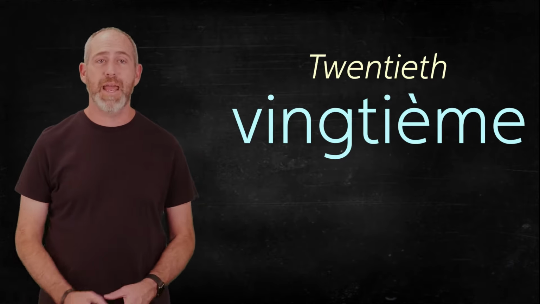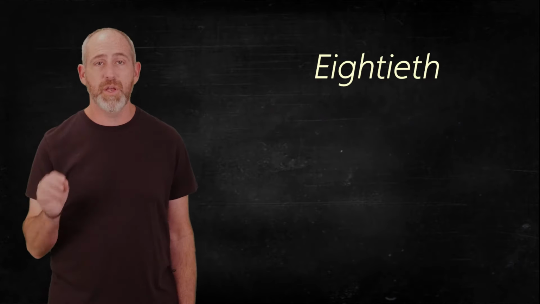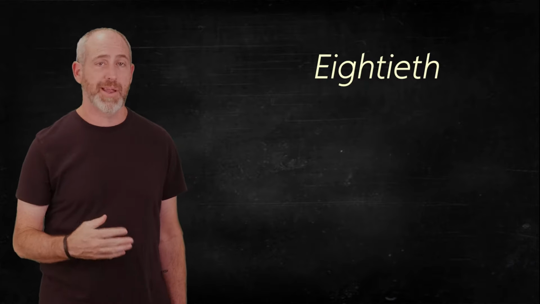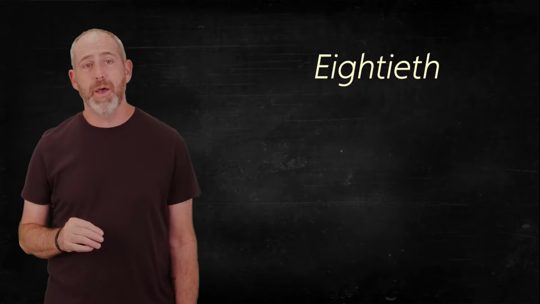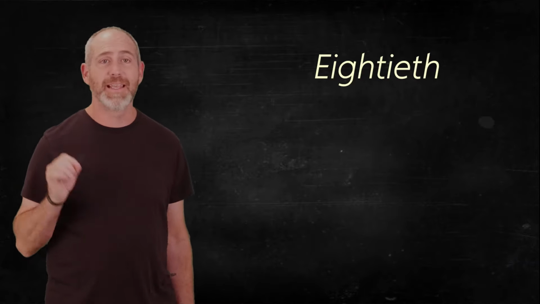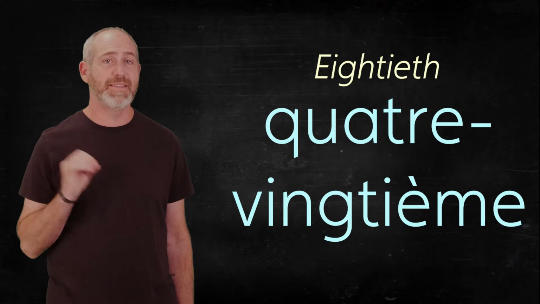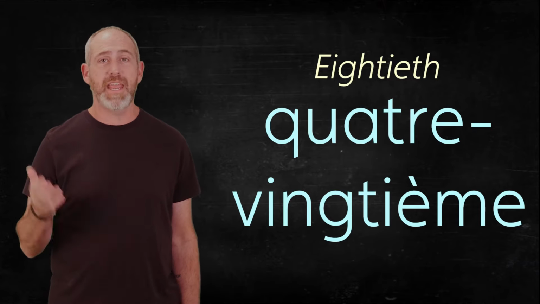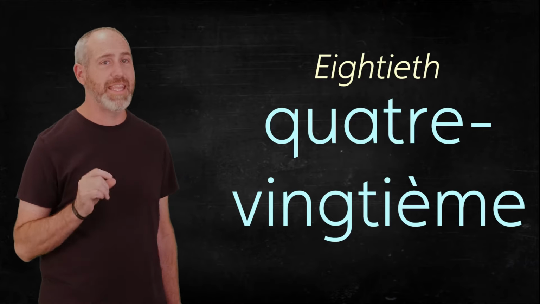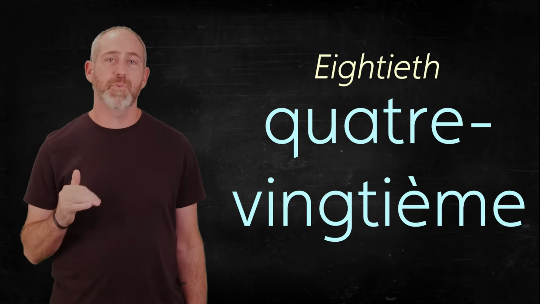But now watch what happens if we turn it into 80th. We know that 80 is 4 20s. Okay, we're kind of adding it up really quick. But the word 80th is going to be quatre-vingtième. So we're saying 4 20th. We're only really putting the ième on the last part here. Okay, so leave the first part the same.